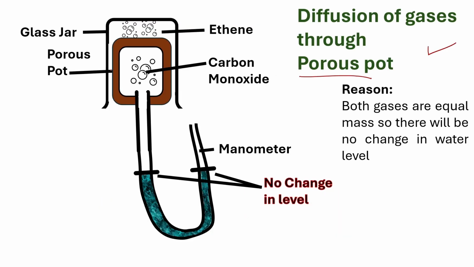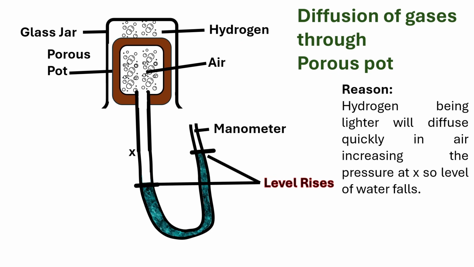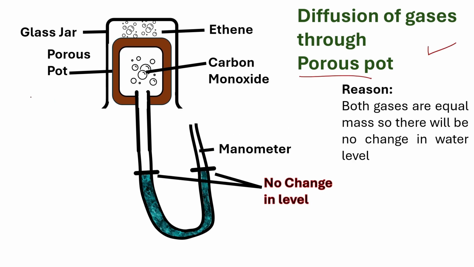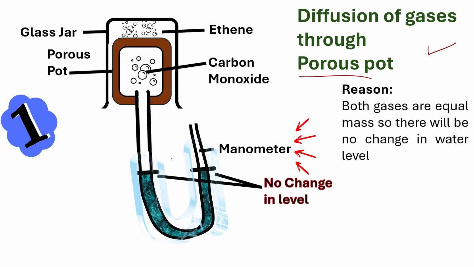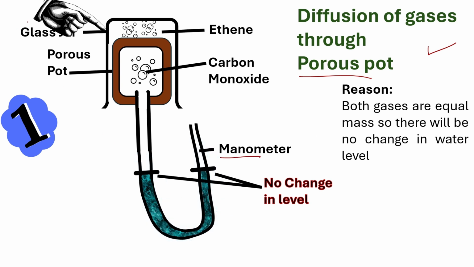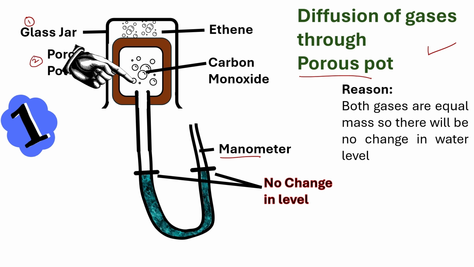There is another process, that is diffusion of gases through a porous pot. Diffusion of gases across the porous pot can decrease or increase the pressure in the manometer. In this diagram, I have drawn three setups. We can see the U tube, which is the manometer, and it has water inside it. Then there are three pots on top: one is the outer pot, then we have the porous pot inside, and then another jar inside.